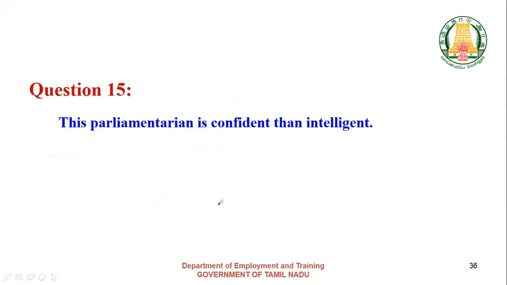Question number 15. This parliamentarian is confident than intelligent. Can you find out the error here? First, let us identify the adjectives here. The parliamentarian is a noun. He is confident and intelligent. These two are the adjectives. This parliamentarian is confident than intelligent.